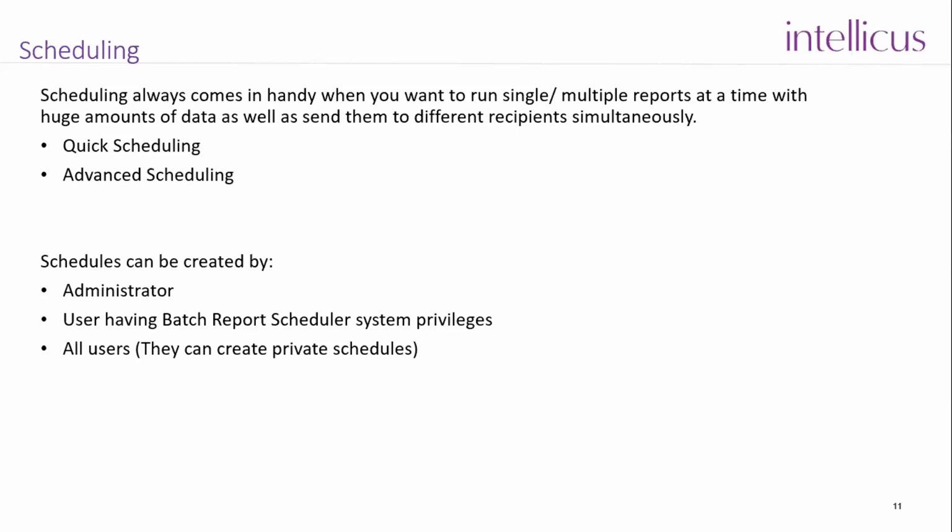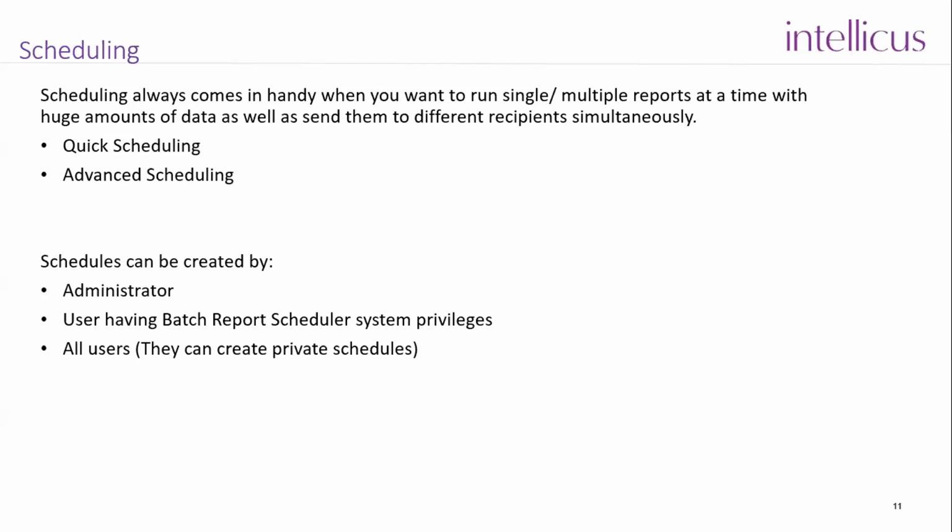The scheduler component of IntelliGuess provides us the power to plan report generation in advance. Schedules can be created by the administrator, by a user having batch report scheduler system privileges, and all the users can create their private schedules. In IntelliGuess, we have two types of scheduling. First is quick scheduling, where we can schedule the report then and there. And then we have advanced scheduling, where we bring in jobs, tasks, and schedules for a more enhanced way of automating the report delivery.